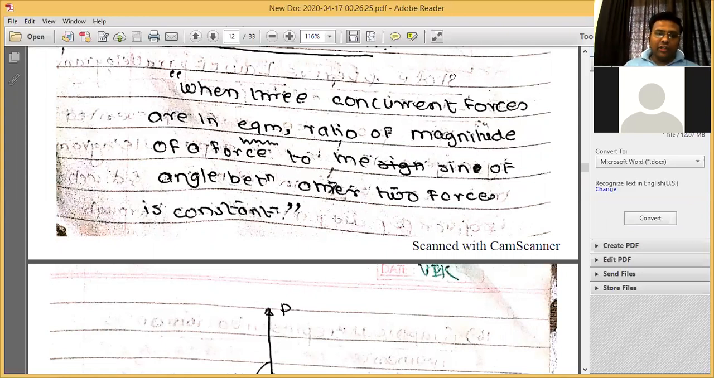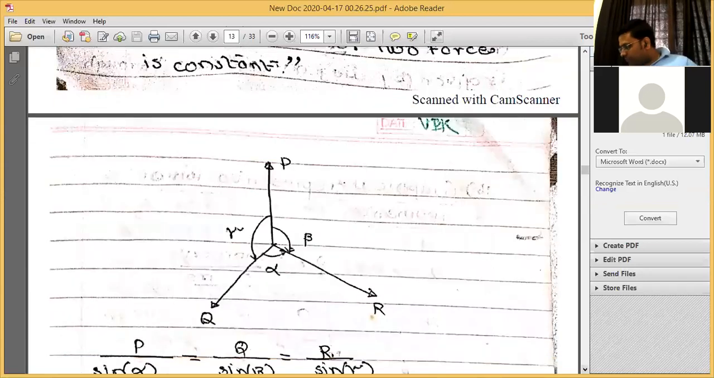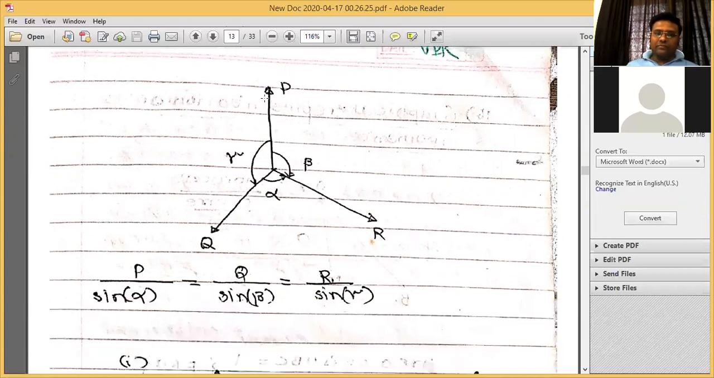The magnitude of each force over the sine of the angle between the other two forces is constant. This is the theorem, right? You can observe P, Q, R are the forces with angles alpha, beta and gamma. If you are considering the P force, P divided by the sine of the angle between the other two, Q and R, that is alpha, so P over sin alpha is equal to, if you are taking Q, Q over the sine of the angle between P and R, that is beta.